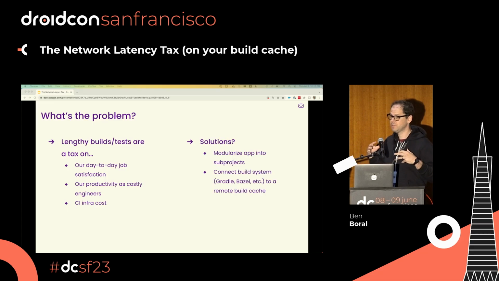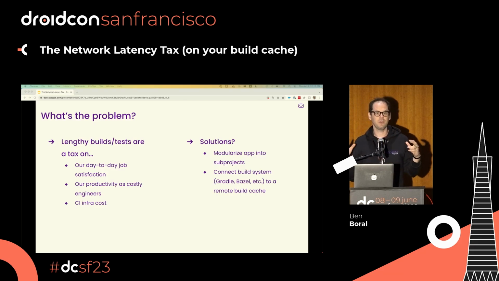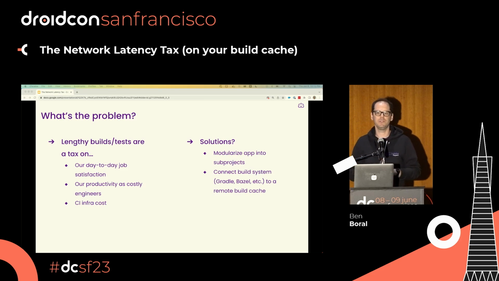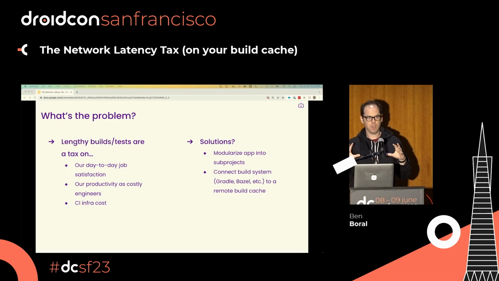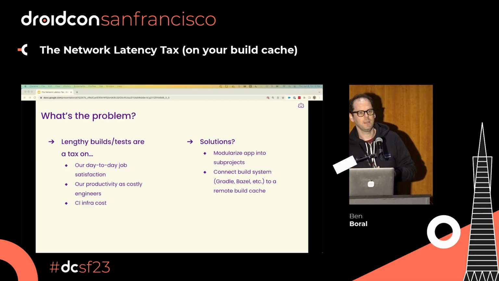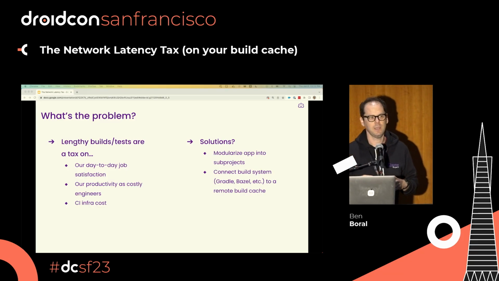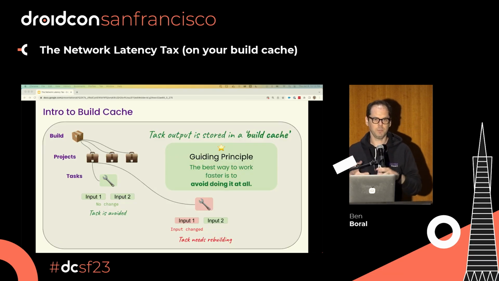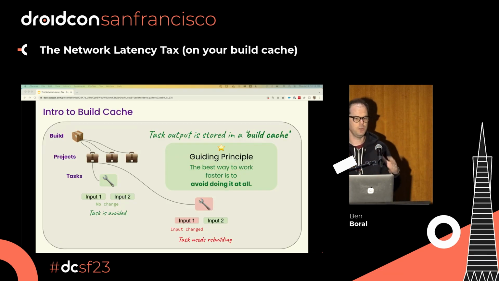So there are some typical solutions to this. Anytime you come to an Android conference, you're going to hear some talks on how do you tune your build graph? How do you modularize your app? And maybe some talks on a build cache. How do you set up a build cache and connect your build system to that? This talk is a little bit different. We're going to talk about when you set up a build cache, how do you make sure it is the fastest? So quick background on what a build cache is, for those who are new to this concept.